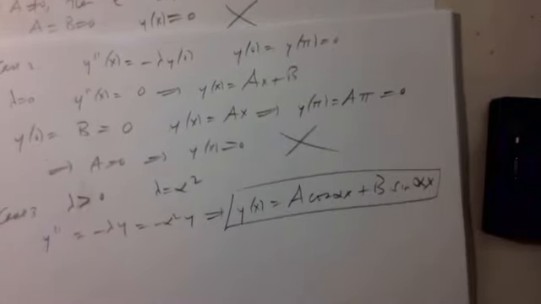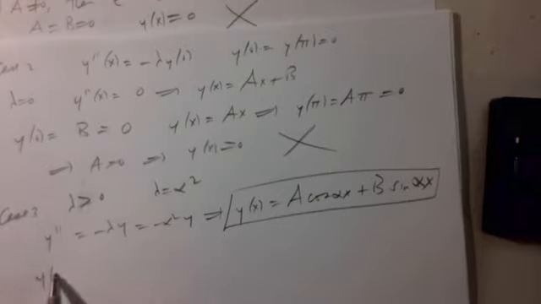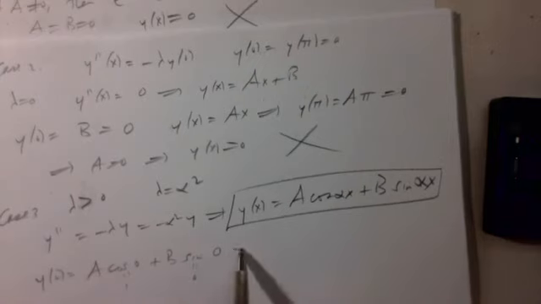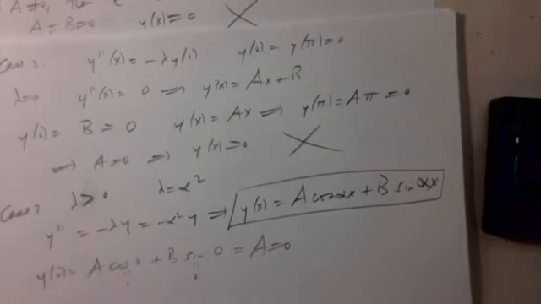And what happens in that case? Well, check the initial conditions. y of 0 is a cosine 0 plus b sine 0. This is 1 and this is 0. This is a, it is 0. So a is 0.